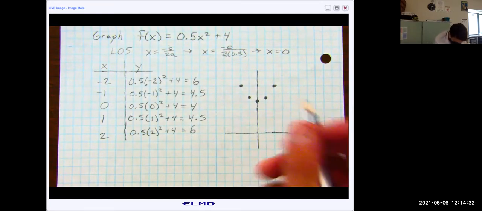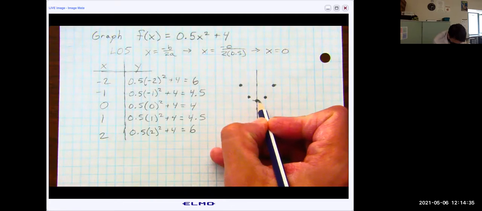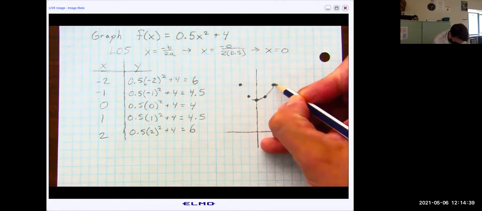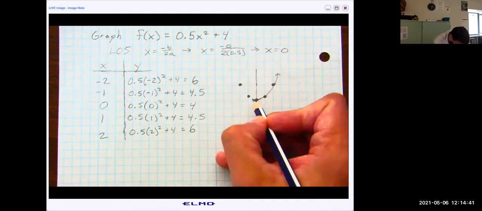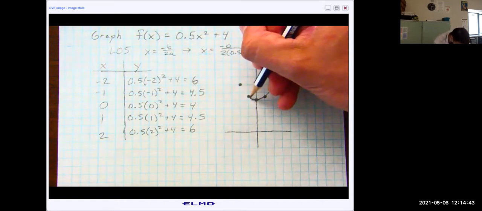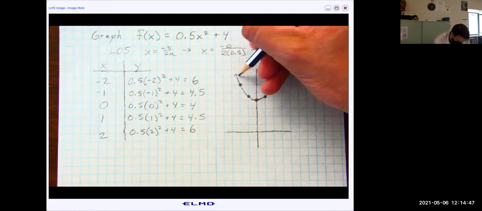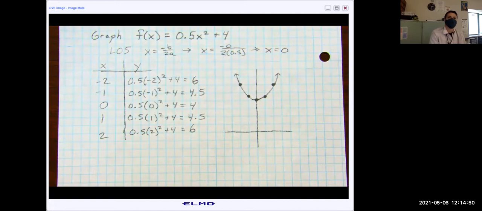Don't make it a V shape. Make sure you curve right at the vertex. And then you draw in and connect your dots, showing your parabola. Questions, comments, concerns?